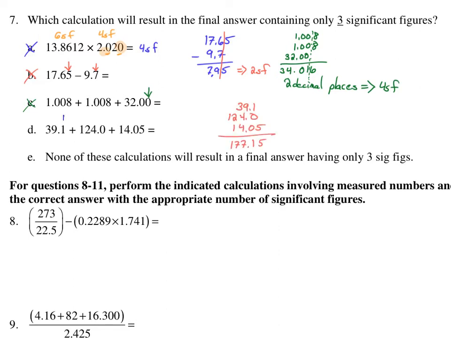Choice D can only justify 1 decimal place. This number with 1 decimal place corresponds to 4 sig figs. That is also not the correct choice. So the correct answer here is choice E. None of these calculations will result in the final answer having only 3 sig figs.